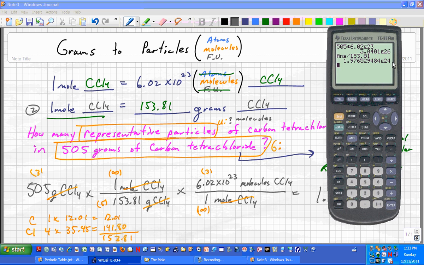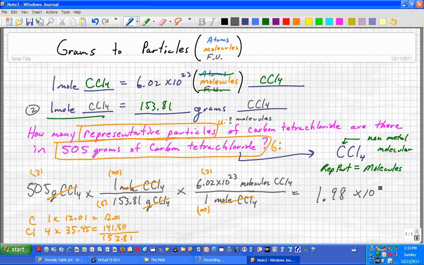times 10. Hopefully it's times 10. Yep, there it is. E24. So that E stands for times 10 to the 24th molecules carbon tetrachloride. And I'm done. This was a 2-step problem. It didn't end after that first step because I wasn't at molecules yet. I was at moles, and moles is not the same as molecules. So make sure you're watching where your problem is supposed to end.